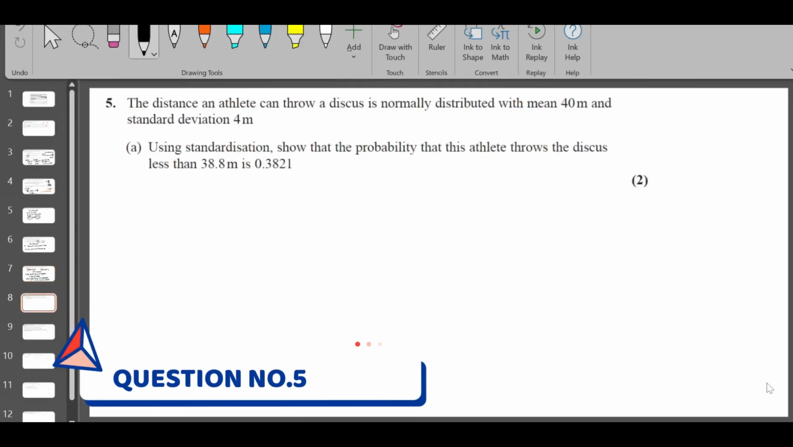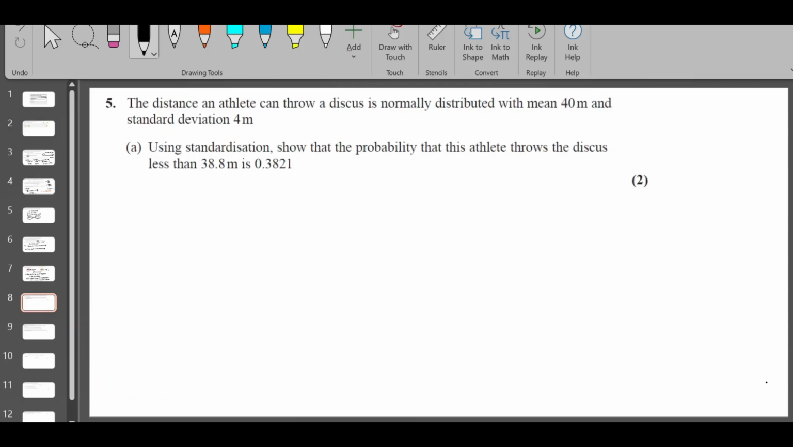Let's look at question number 5. The distance an athlete can throw a discus is normally distributed with mean 40, standard deviation 4. So I'm going to write it as X follows normal distribution of 40, sigma squared. Using standardization, show that the probability that this athlete throws the discus less than 38.8, P of X less than 38.8. We need to prove that the probability is this.